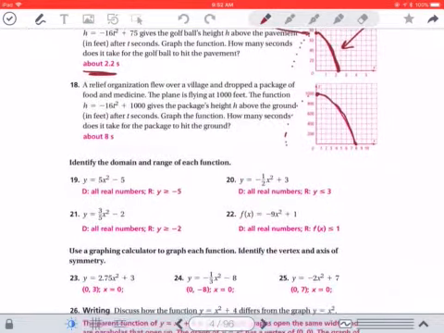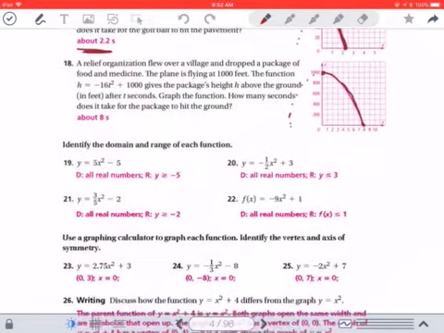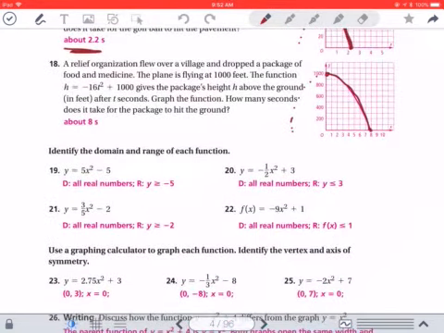Then I think we did 19 and 20 here. So if not, you can check on them. The domain is all real numbers. The range is y is greater than or equal to -5. Let's actually check and see if we did these. We did, no, we stopped at 18. So you don't have to check number 19.